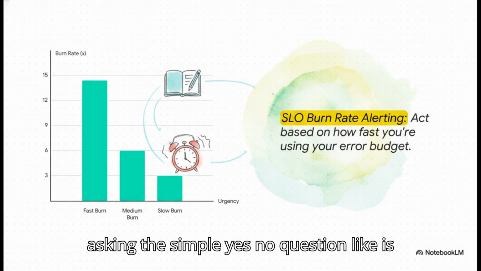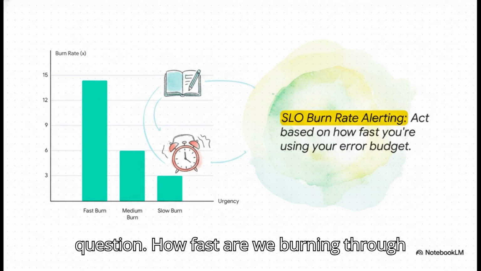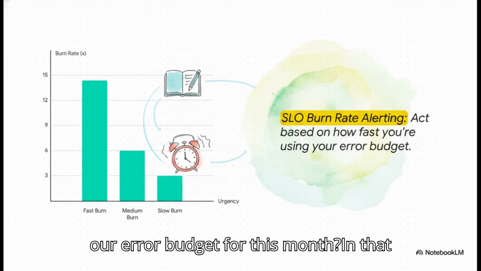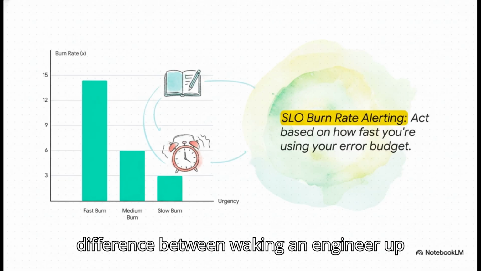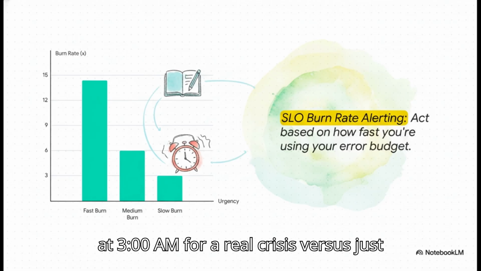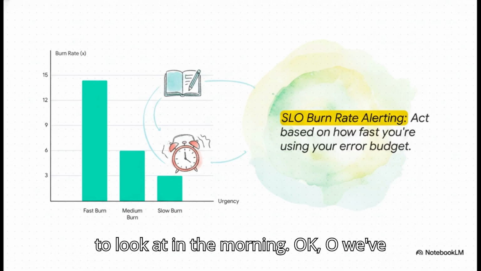Instead of just asking the simple yes-no question like, is it broken? It asks a much smarter question. How fast are we burning through our error budget for this month? And that context is everything. It's the difference between waking an engineer up at 3 a.m. for a real crisis versus just creating a low-priority ticket for them to look at in the morning.